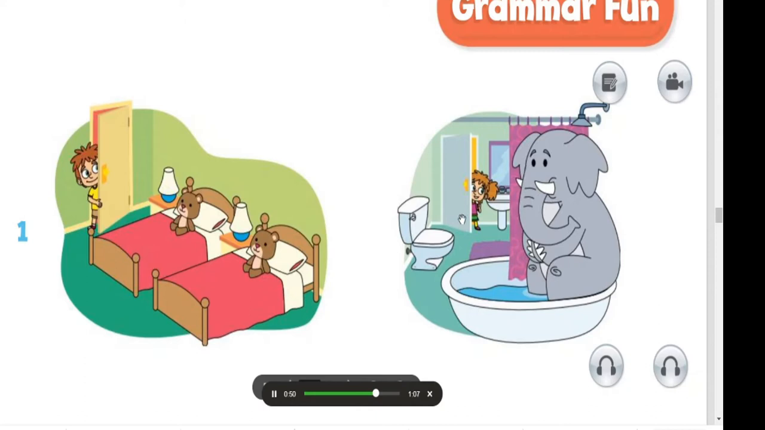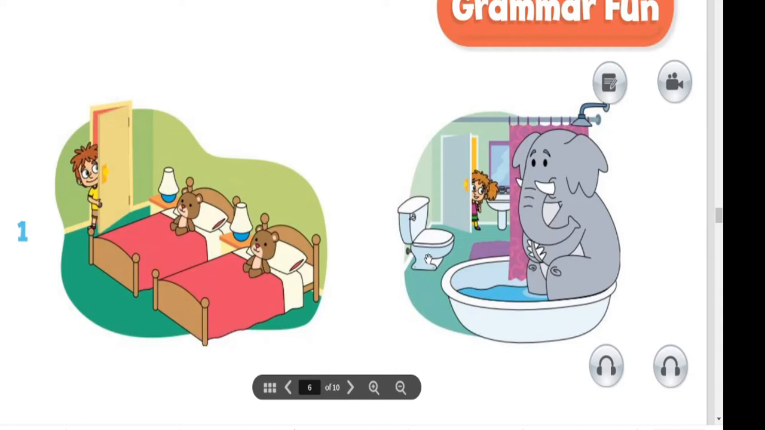This is my bathroom. There is one bathtub. One bathtub. And there is one elephant in the bathtub. Great. Ahora les pregunto, how many bathtubs are in the bathroom? One. How many elephants are in the bathroom? There is one. How many toilets are in the bathroom? One toilet. There is one toilet. Great. Good job.